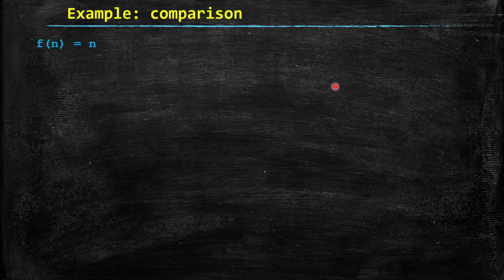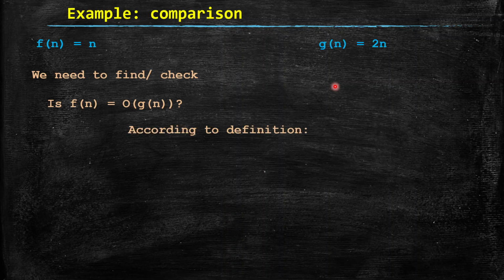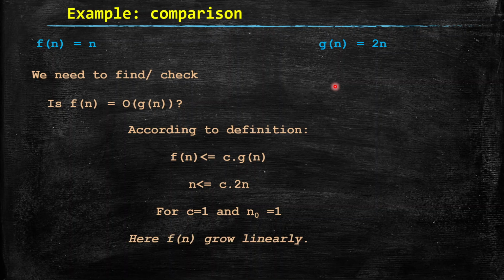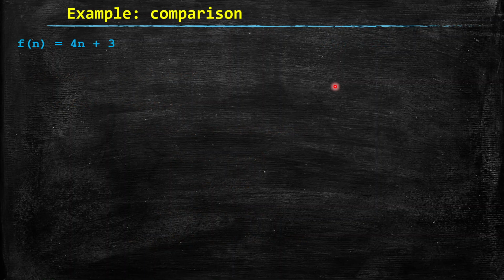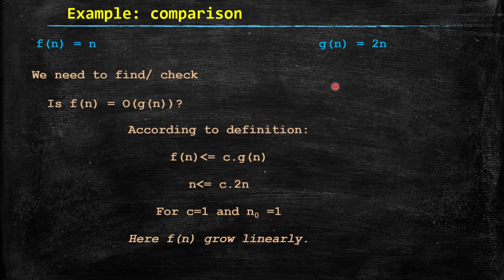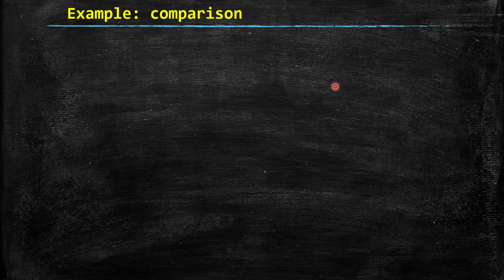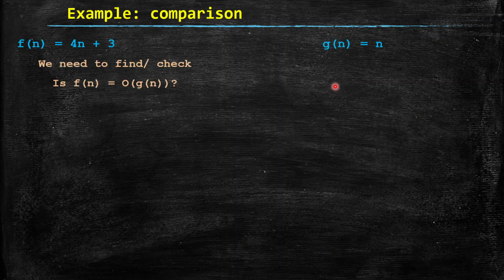So let's also calculate: suppose f(n) is n and g(n) is 2n. How can we find it accordingly? Suppose the constant value is 1 and n0 is 1. When we calculate, it is linear, so it grows linearly if n0, the threshold, is also 1 and the constant is also 1. But as you increase the constant, I told you while finding the constant value we have to find the nearest value. For another example, suppose f(n) is 4n plus 3 and g(n) is n.